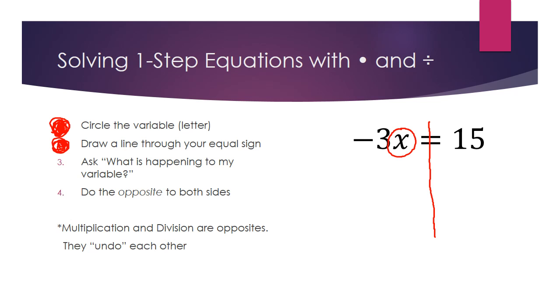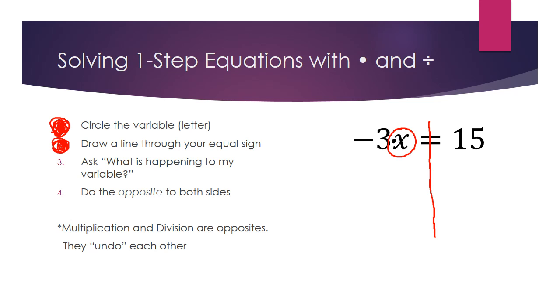Step 3, ask what is happening to my variable. Well, if I look at my variable x here, it doesn't look like there are any operations right next to it. But if you remember correctly, whenever a number and a letter are stuck together, that glue holding them together is actually multiplication. So right here, what my problem really says is -3 times x.